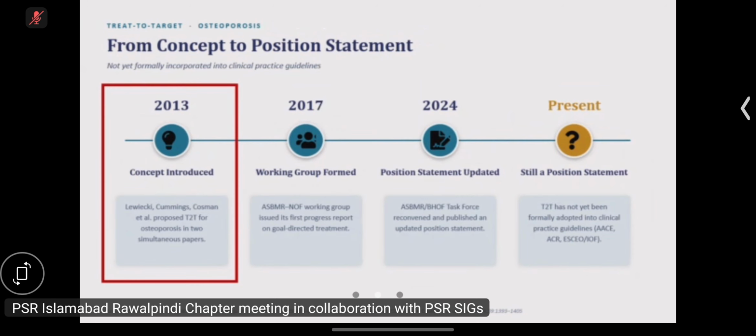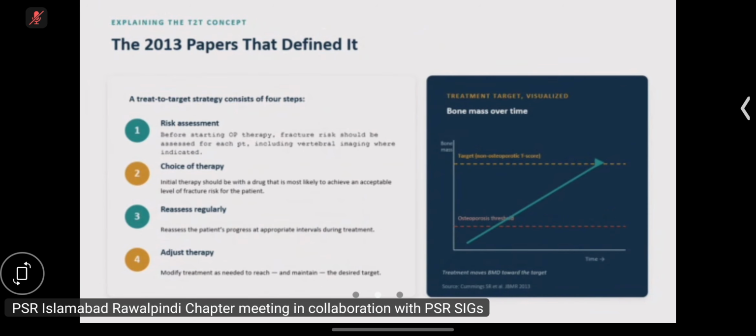So the concept of treat-to-target was first introduced by Cummings et al. in 2013 in the form of two simultaneous papers, which were published in March. And what the authors proposed was that a treat-to-target strategy should be applied while managing patients with osteoporosis, and they proposed 4 different steps.